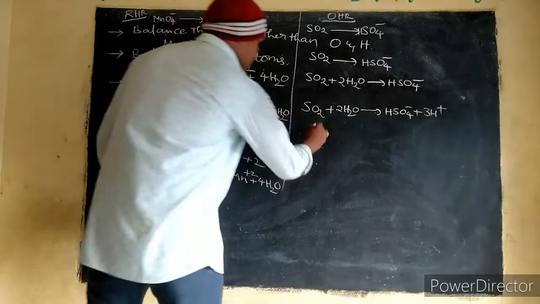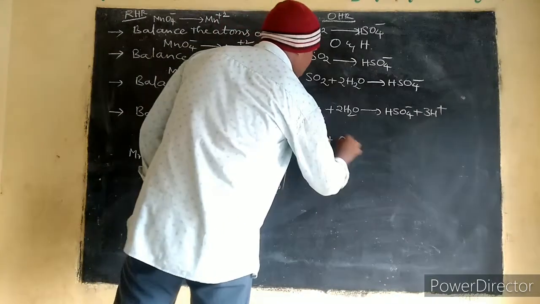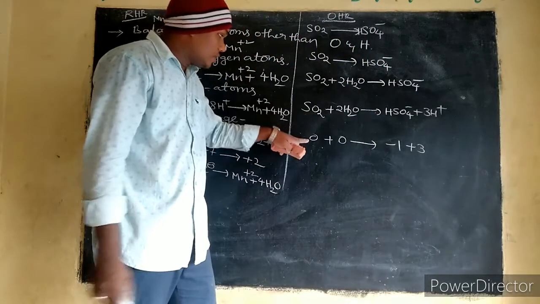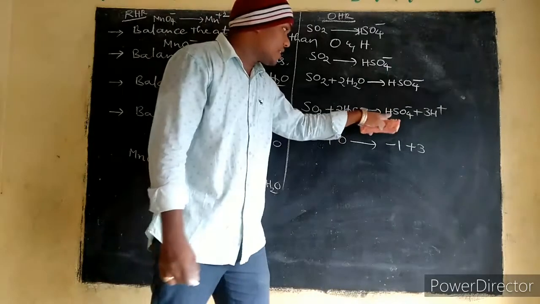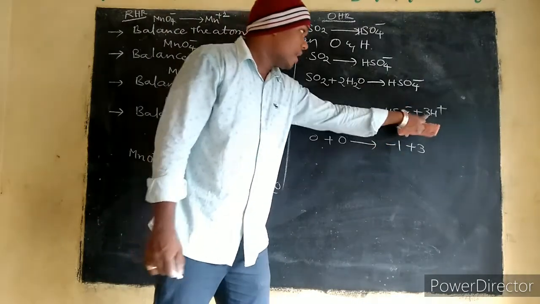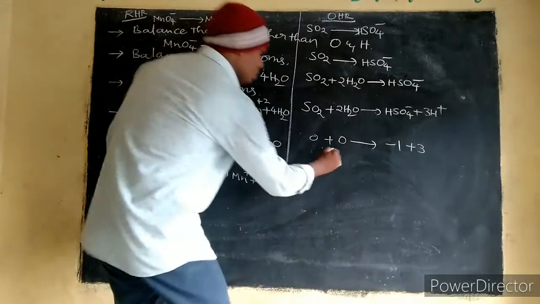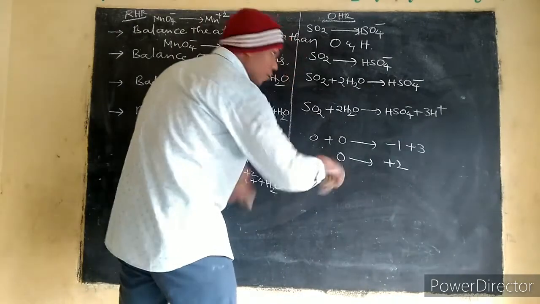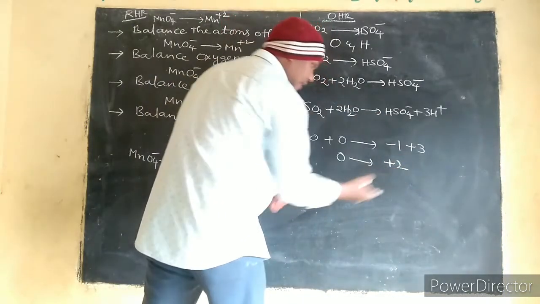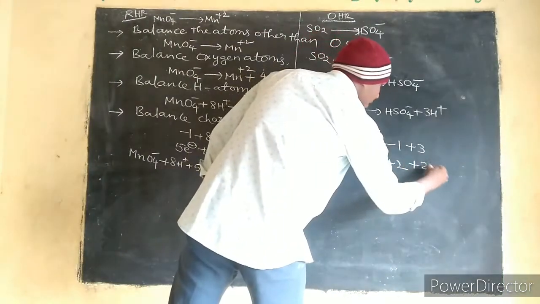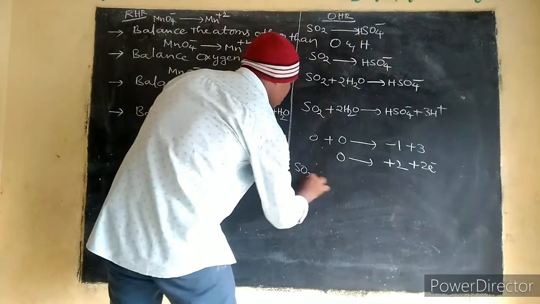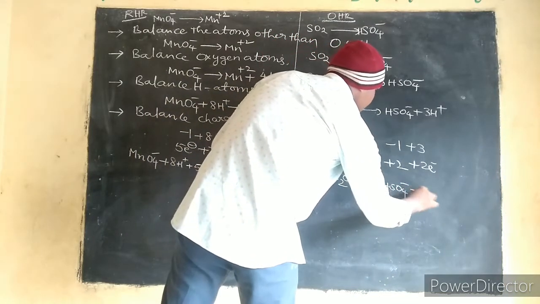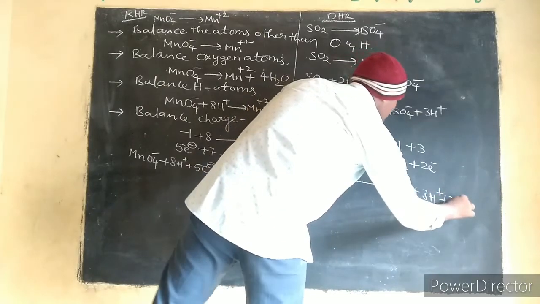Here, 0 plus 0 goes to minus 1 plus 3. Correct? This is the neutral molecule, 0. For HSO4 minus, it means minus 1. Here, how many pluses? 3 pluses. So 0 goes to plus 2. Plus 2 means if you add 2 electrons on this side, then it will be neutral. Correct? So 2 electrons should be added here. Now SO2 plus 2H2O goes to HSO4 minus plus 3H plus plus 2 electrons.